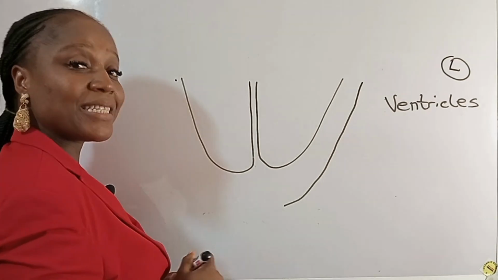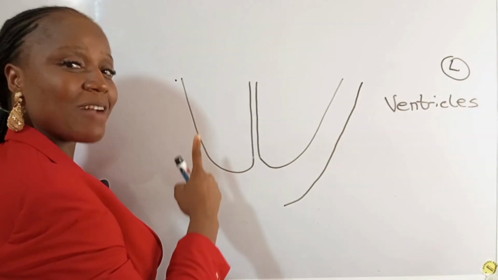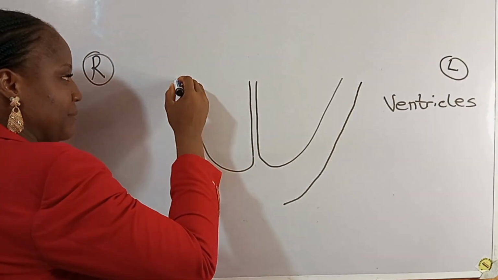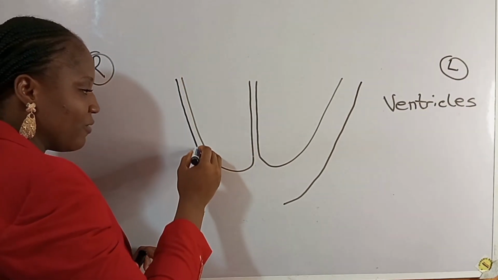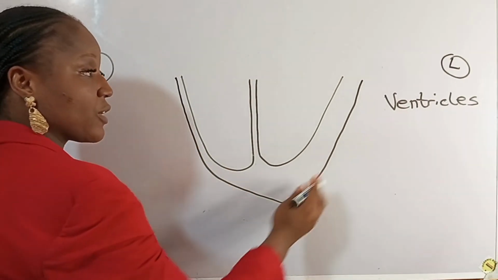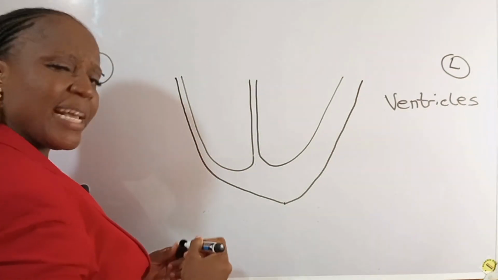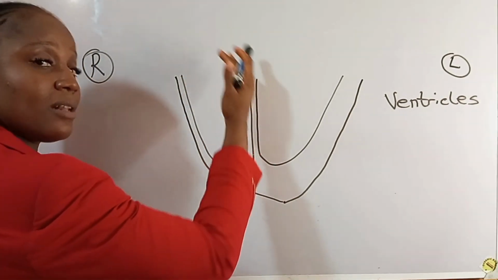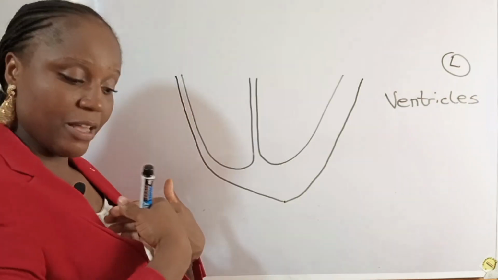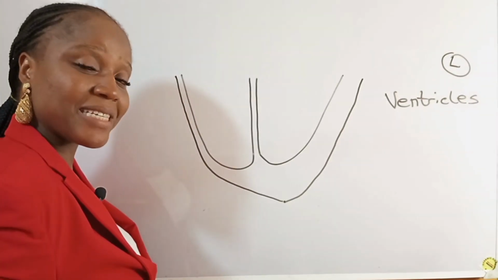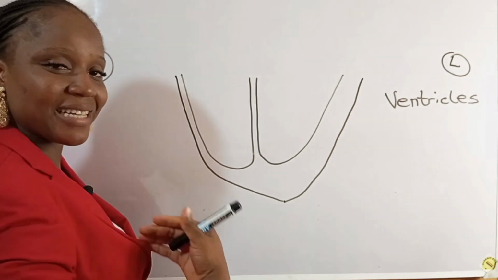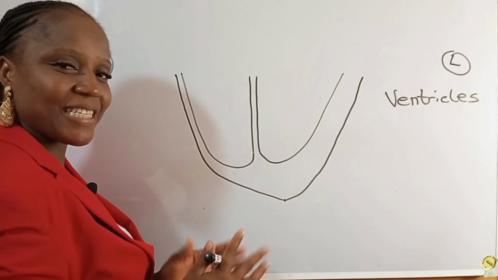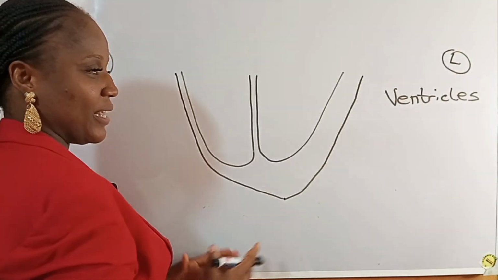But on the other hand, the wall of the right ventricle has a thin layer of muscle, thin compared to the left ventricle. Why is this so? This is because this part of the heart only pumps blood to the lungs. Let's assume the heart is here and the lungs are just beside the heart. So it doesn't take much distance, and therefore the pressure needed to pump blood to the lungs is not so much as compared to this.